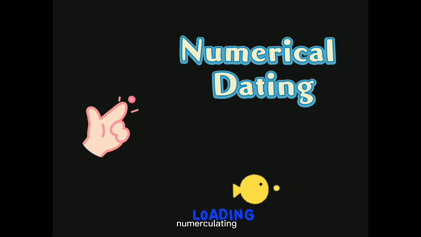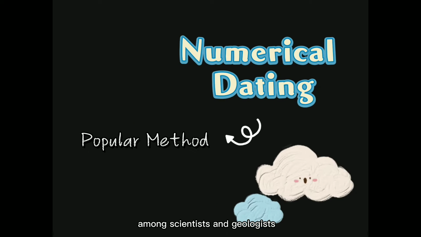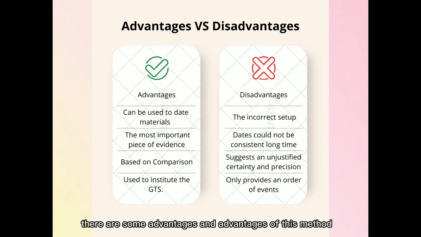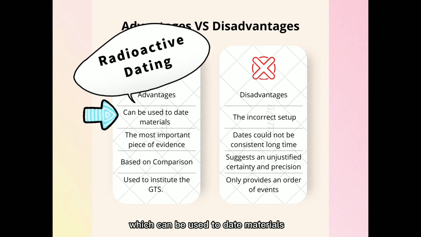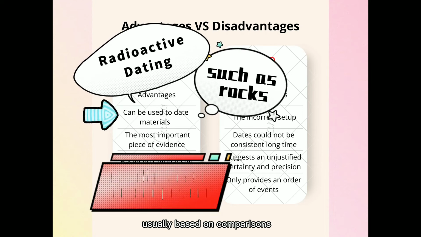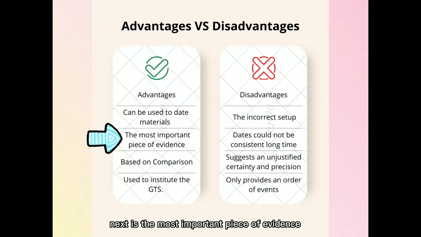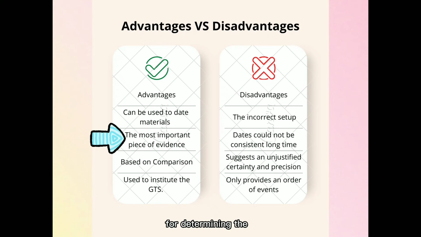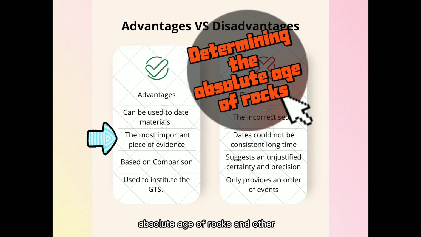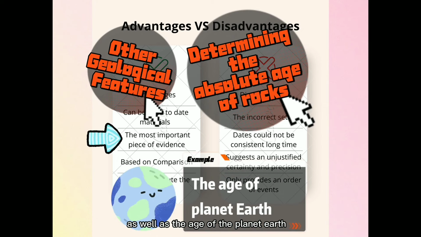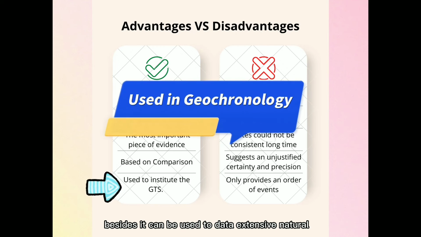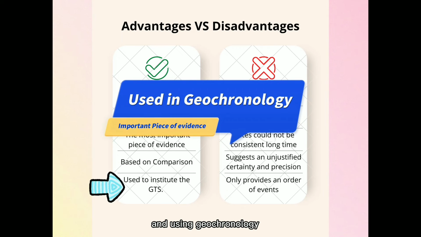Even though numerical dating is a popular dating method among scientists and geologists, there are some disadvantages and advantages of this method. The advantages of absolute dating are that radioactive dating can be used to date materials such as rocks, and it's usually based on comparisons. Next, it is the most important piece of evidence for determining the absolute age of rocks and other geological features, as well as the age of the planet Earth. Besides, it can be used to date extensive natural and man-made material.